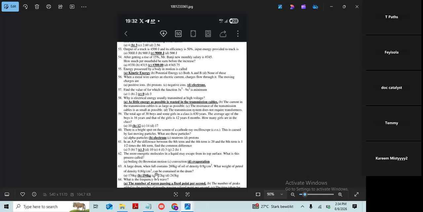Yes, sir. Okay, so the 260 now will multiply by the first density and the second density. Remember, the first density is 0.9 gram per centimeter cube. Now, what weight of petrol of density 0.